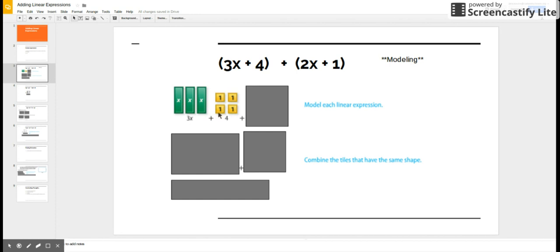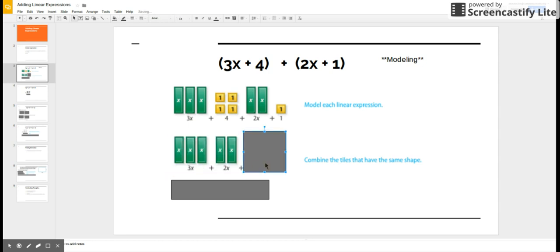Now, I already have this drawn out. You can do this on a piece of paper if you just draw rectangles and squares and you put x's and ones in them. All right, so next we're going to do the same thing for this. So we're going to have 2 x's and 1, 1. Okay, and then we are going to combine the tiles that have the same shape. So all my x's are going to go here, and all my ones are going to go here.